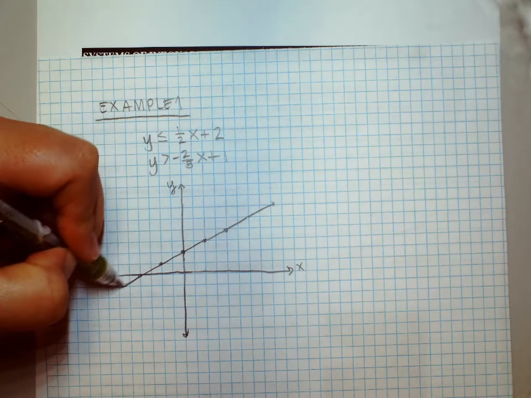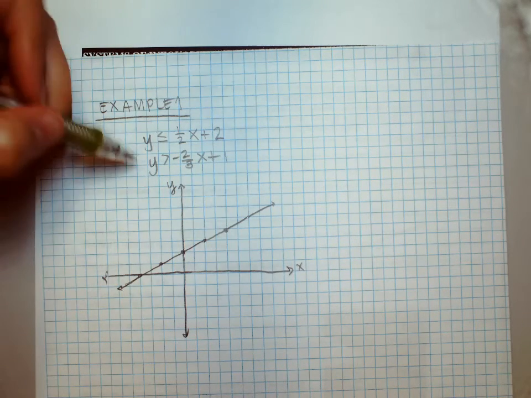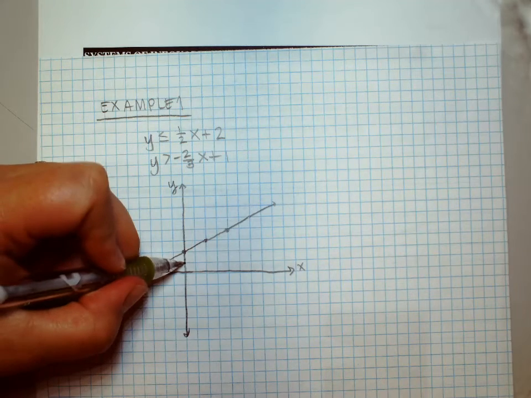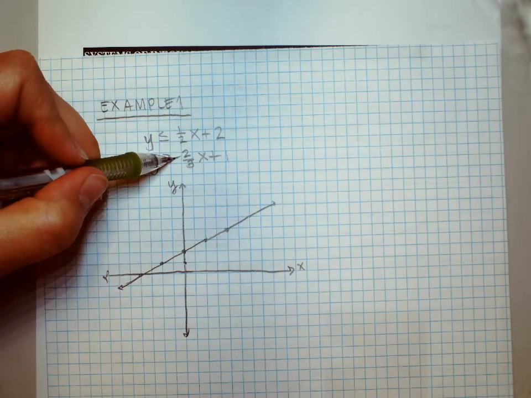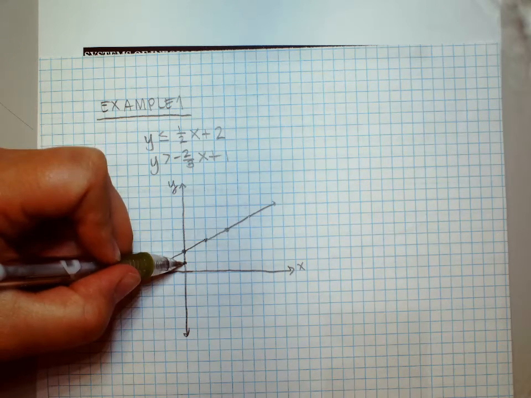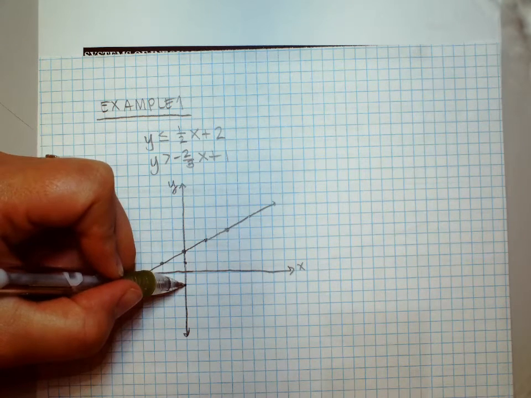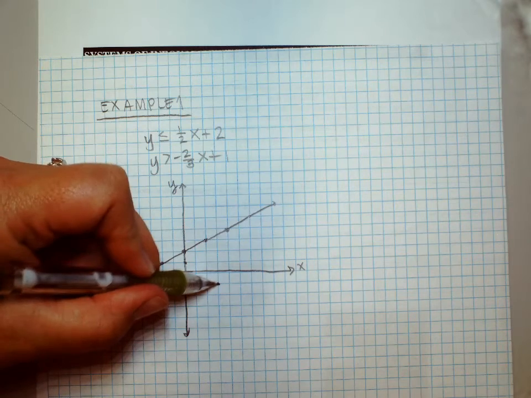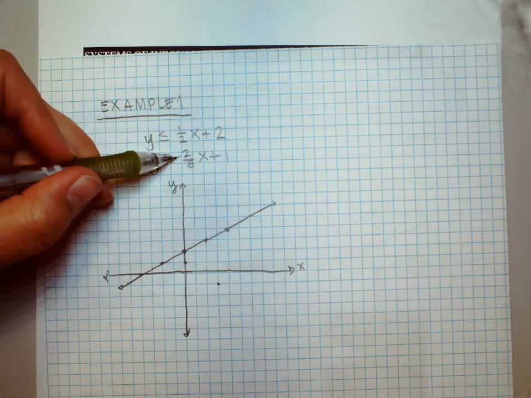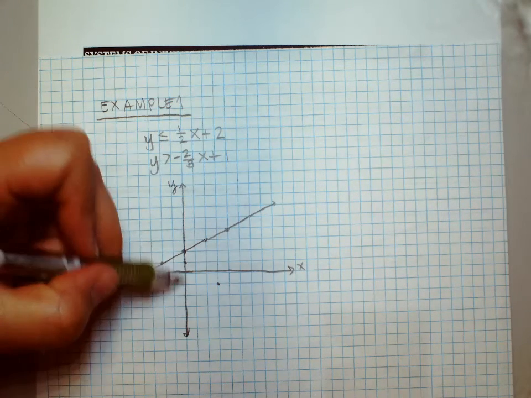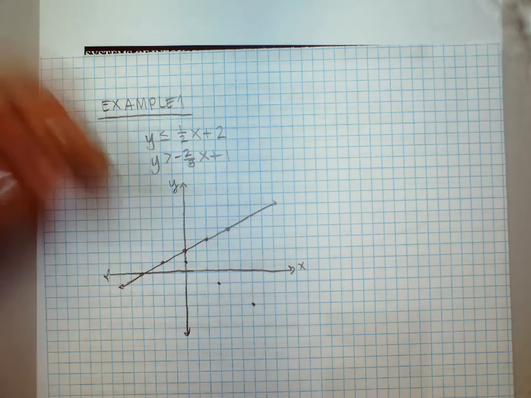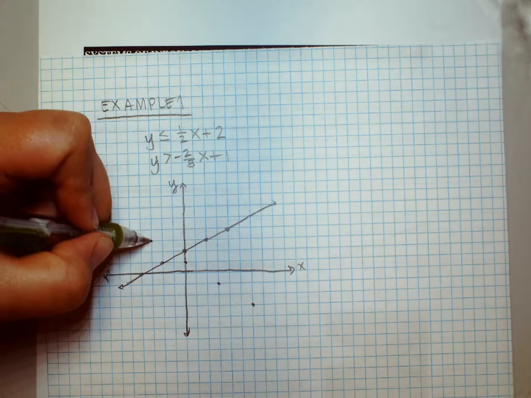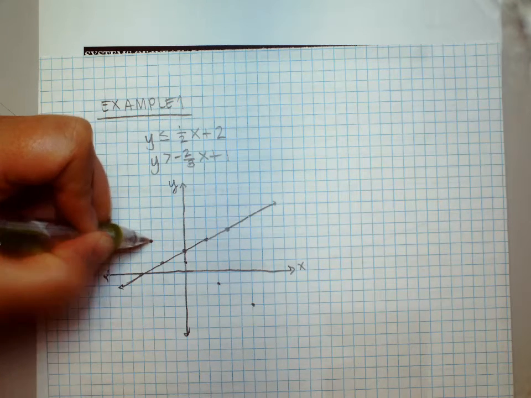And now we need to graph the second line. So we have a y-intercept at 1, a slope of negative 2/3. So the negative means we count down 2 over 3. We always go over to the right. The negative tells us whether to go up or down. So down 2 to the right 3, down 2 to the right 3. You could do that backwards, up 2 to the left 3.